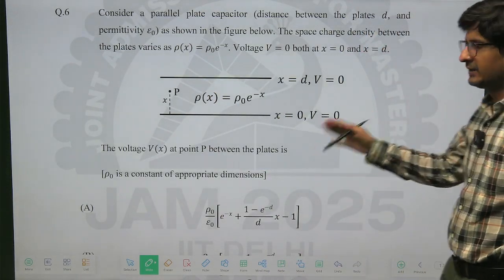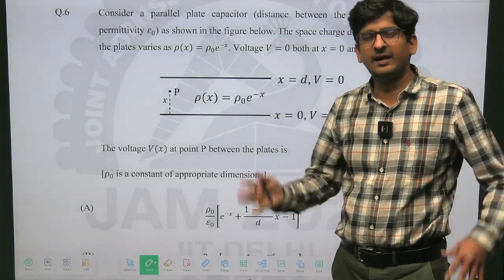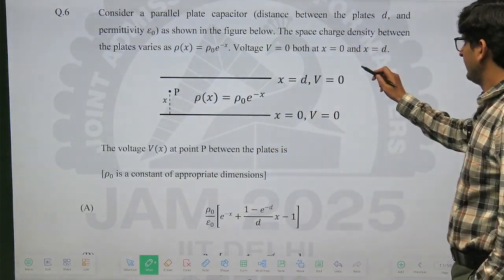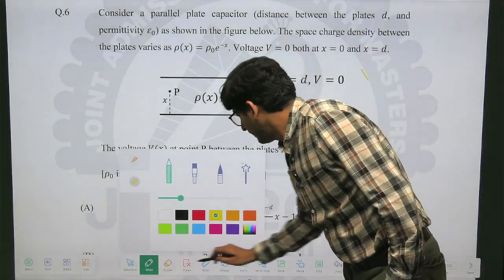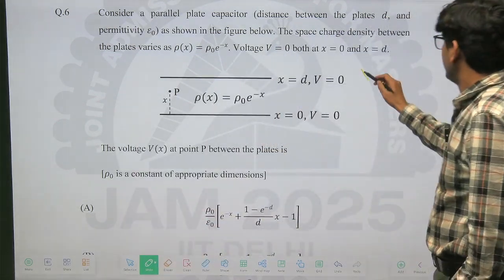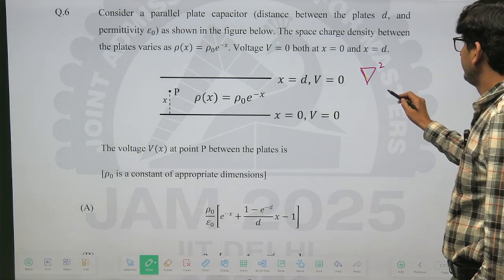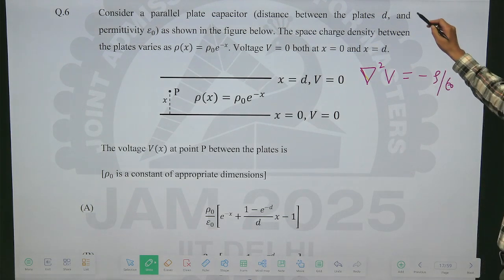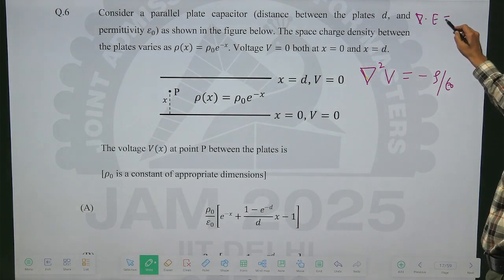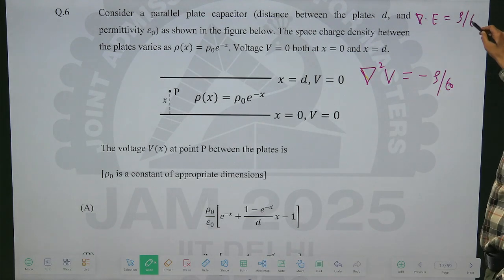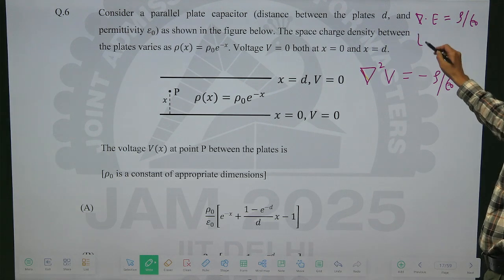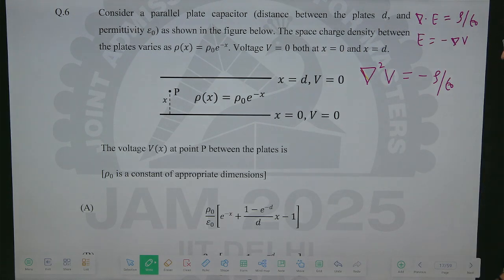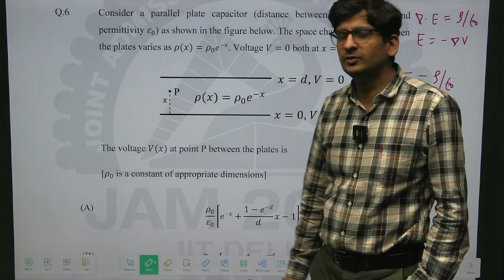So think about an equation that relates potential with charge density. Yes, you are right, it is the Poisson equation. Del square V is equal to minus rho by epsilon naught. You can quickly derive it also from Gauss theorem. Del dot E is rho by epsilon naught, and E is equal to minus grad of V. Put it here, you will get this equation, which is known as the Poisson equation.